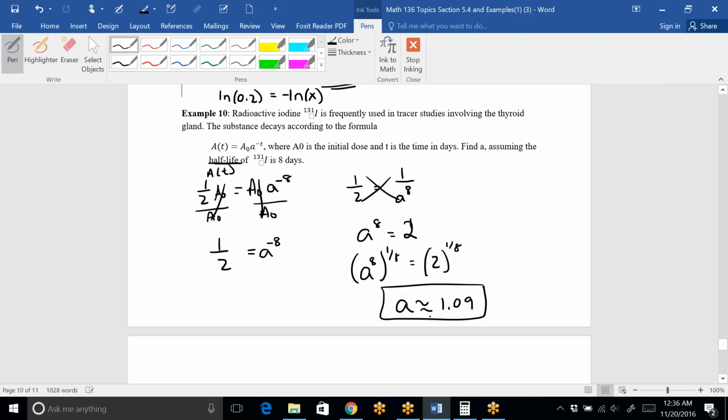Now usually we don't make you do this version. I'm just letting you know so you don't stress out. We usually give you all the information and you plug in. This one's a little vague because you have to realize that half-life just means the a sub 0 part is kind of null. We don't need it.